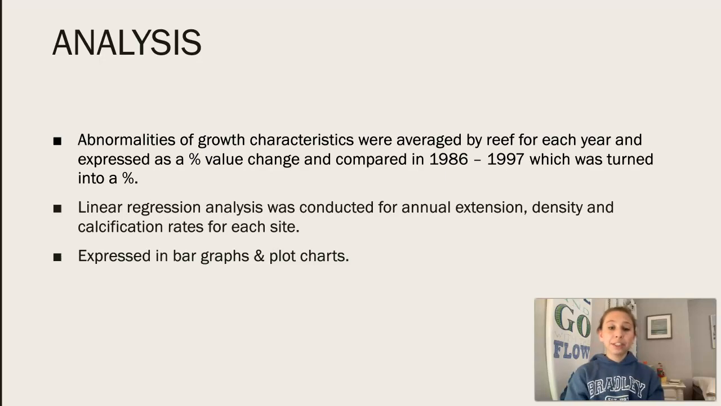Analysis. Abnormalities of growth characteristics were averaged by reef for each year and expressed as a percent value change and compared to 1986 to 1997, which was turned into a percentage. Linear regression analysis was conducted for annual extension, density, and calcification rates for each site, because those were the most important again, and they were expressed in bar graphs and plot charts.